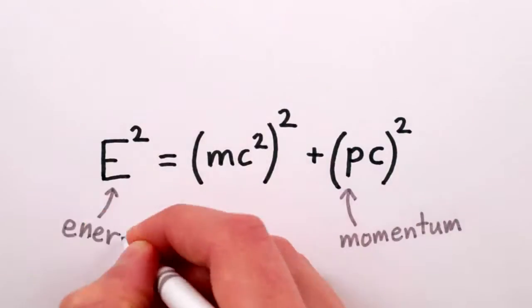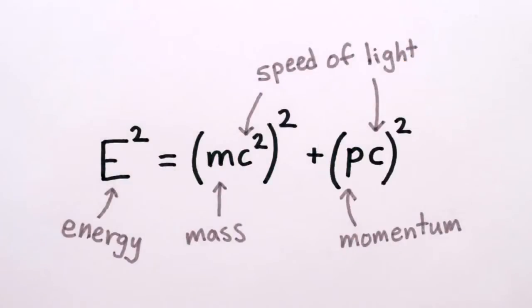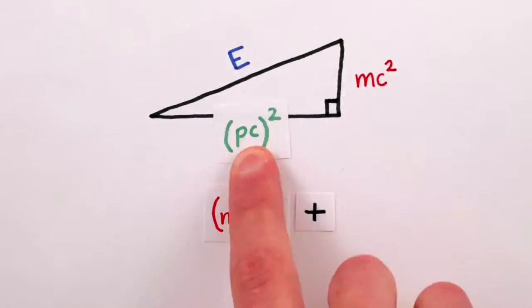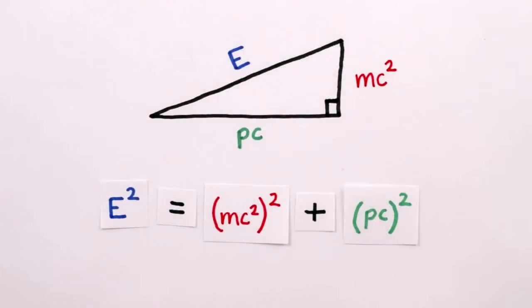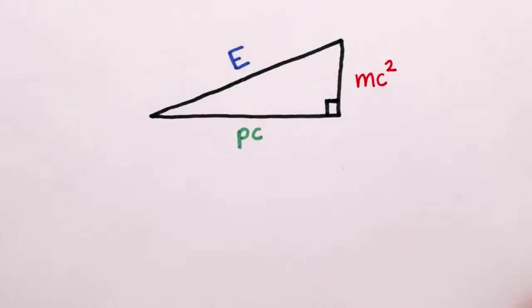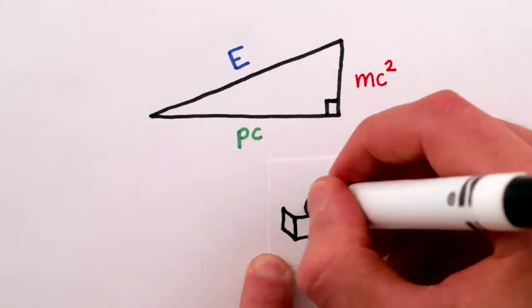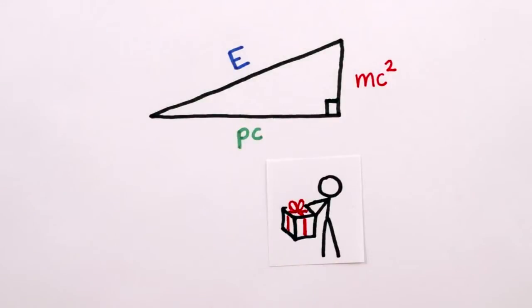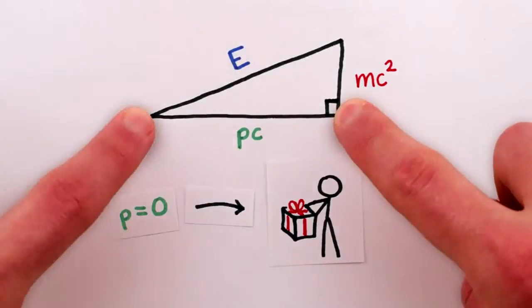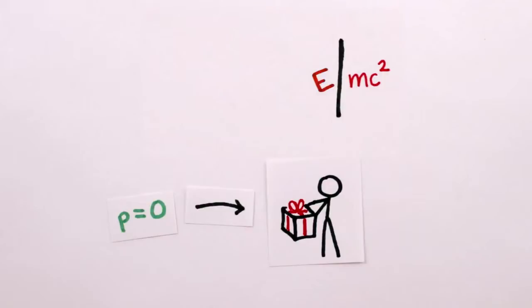object in question. This might all seem a bit confusing, but in fact you can draw it as a right triangle with sides E, mc², and pc. And just use the Pythagorean theorem, a² plus b² equals c², to give you the equation. Also, from here it's clear to see that for an object that isn't moving and thus doesn't have any momentum, and thus p is 0, we get back our good old friend E equals mc².